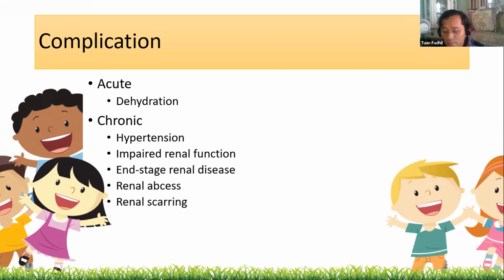So we proceed to the next, which is the chronic condition, which is hypertension. It is really due to renal parenchymal disease or hydronephrosis. And also, as I mentioned, at the end of the pathogenesis, it will lead to acute kidney injury. So it will impair the renal function, lead to end-stage renal disease, and also lead to renal abscess and scarring.